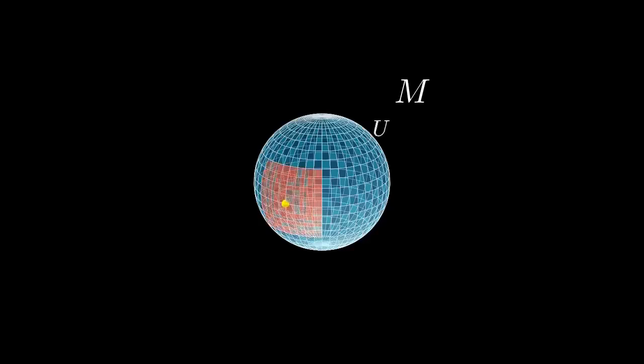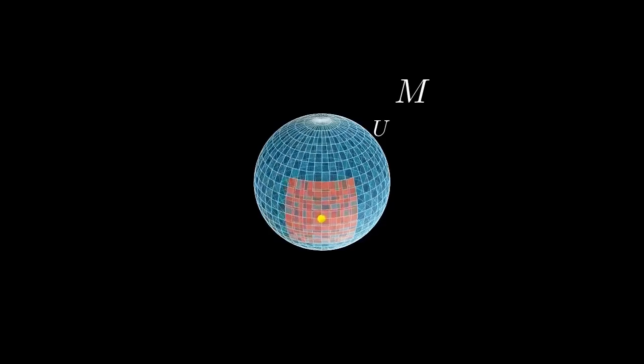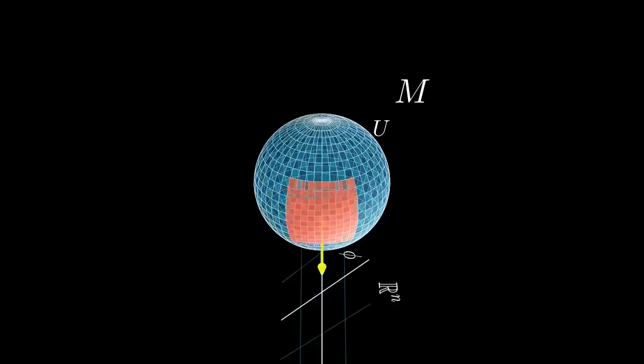So what is a manifold? A manifold, which we denote by M, is a notion that generalizes the space. Here we consider a sphere. Suppose we take a patch from this sphere. We require that this patch look like Rn for some n. So this is a simple example of a manifold.